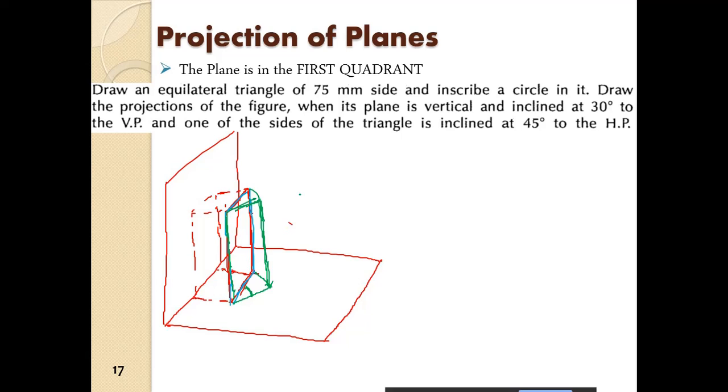So here it is given, it is an equilateral triangle. One of the sides is inclined at 45 degrees to the HP. So a 45-degree line we will make on this plane, all right, and we will draw the triangle on that plane here. Okay, on that plane, and then we will rotate it.